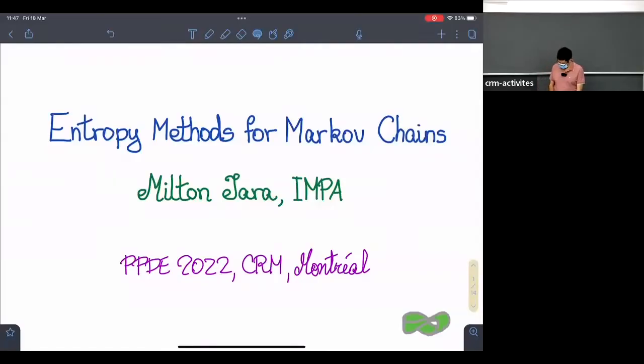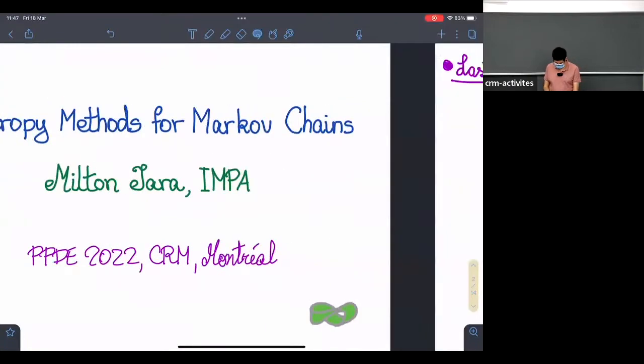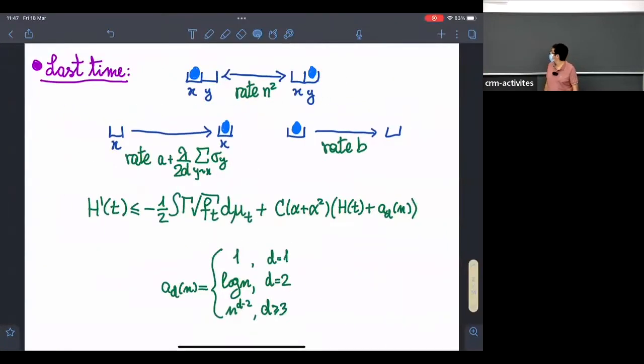Let's see where we were yesterday. Okay, let me see. So this is last time, right? Let me just remind you very quickly of the model. So that we were discussing, this reaction diffusion model.